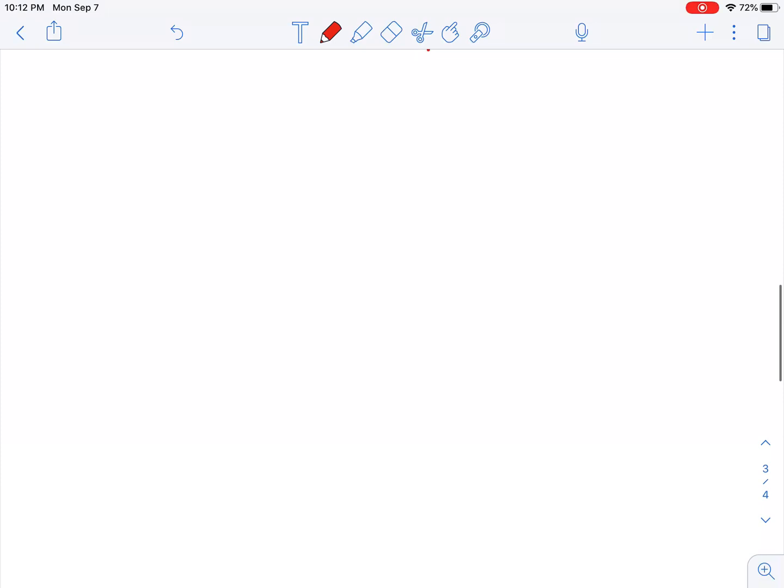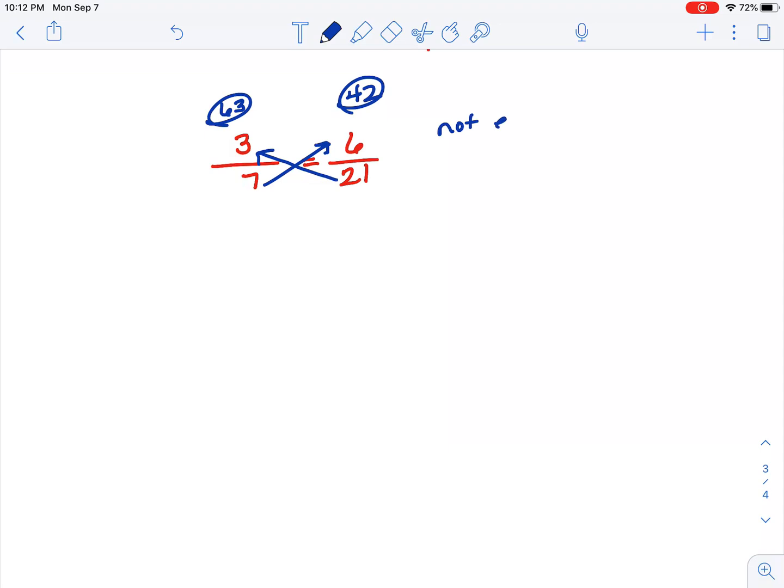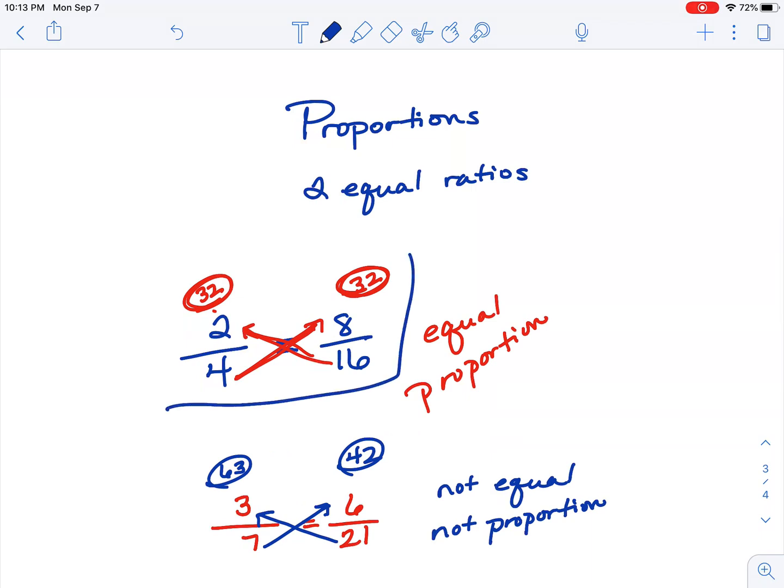So if I had 3 to 7 and 6 to 21, well, change colors here. When I multiply across this way, 7 times 6, I get 42. When I multiply across this way, I get 63. I did not get the same thing. They are not equal, and they are not proportional. They have to be like this, where I get the same thing.